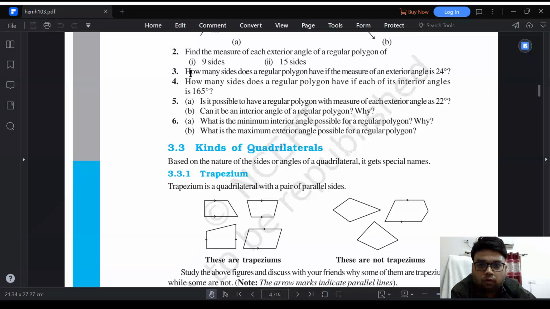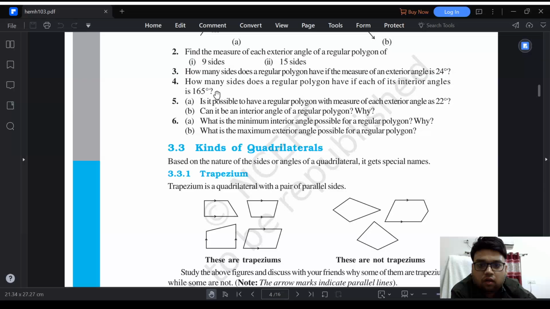So now moving forward, how many sides does a regular polygon have if the measure of the exterior angle is 24 degree? If the exterior angle is 24 degree, then you have to calculate the number of sides. You have to divide 360 by 24, then you will get the number of sides. Now further, question number 4: how many sides does a regular polygon have if each interior angle is 165? You have to simply divide this one.